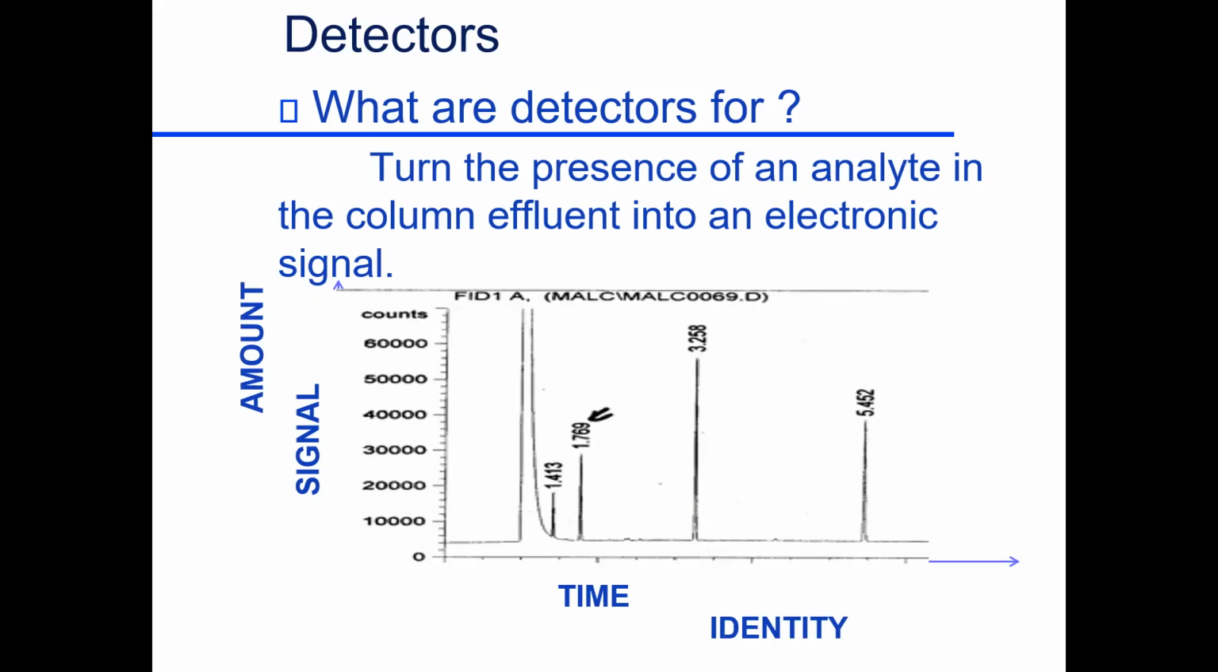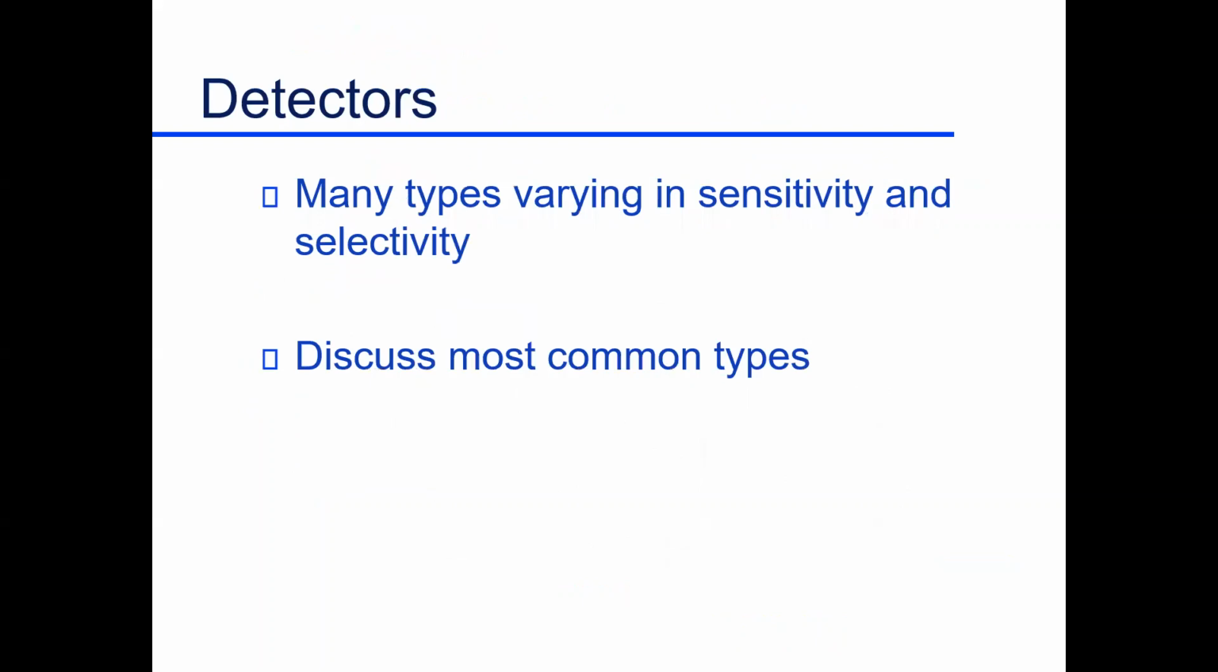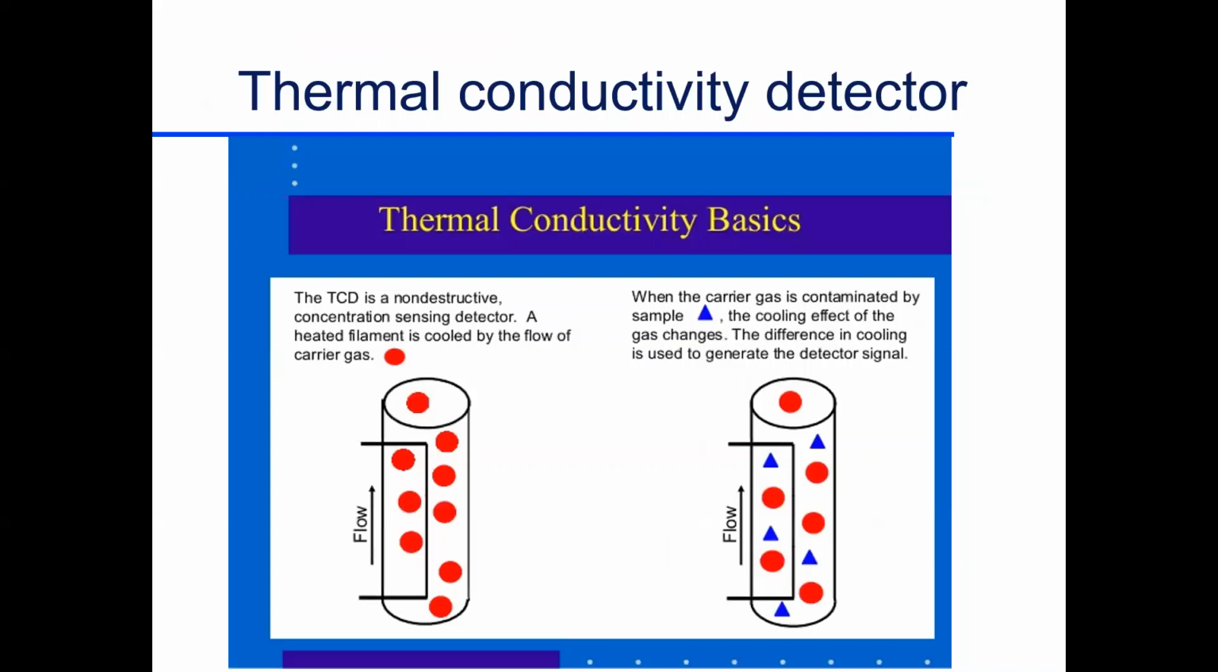So basically we're looking for amount. There are many types of detectors varying in sensitivity and selectivity. And so we'll hit up the major ones. We'll spend more time with those that are really major, less time with those that are lesser major. How's that? This is one type of detector. It's called the thermal conductivity detector.